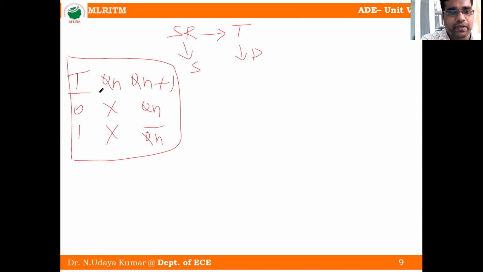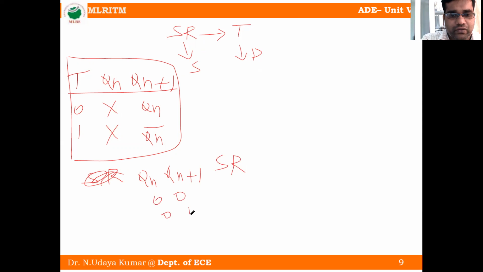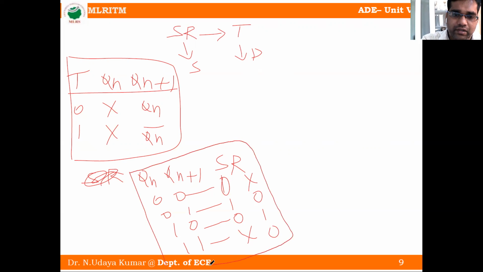That means the T flip-flop. Then what is the excitation table for the SR flip-flop? Write the excitation table for the SR flip-flop: Qn, Qn plus 1 and SR. So 0 0, 0 1, 1 0, 1 1. The last one we make don't care. Then it is reverse: first don't care, then 0, then 1 and 0. So this is the excitation table for the SR flip-flop.